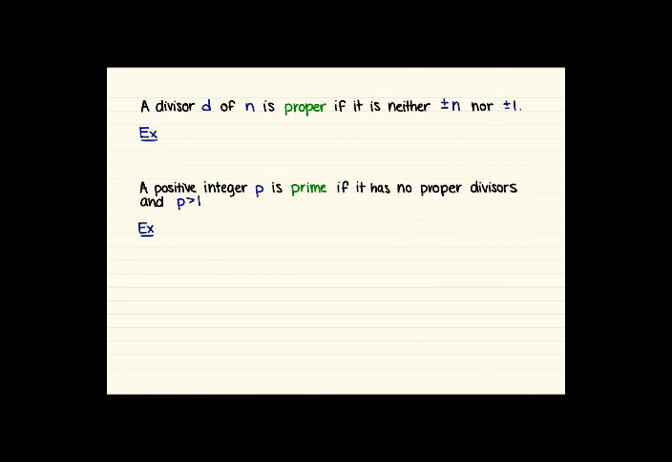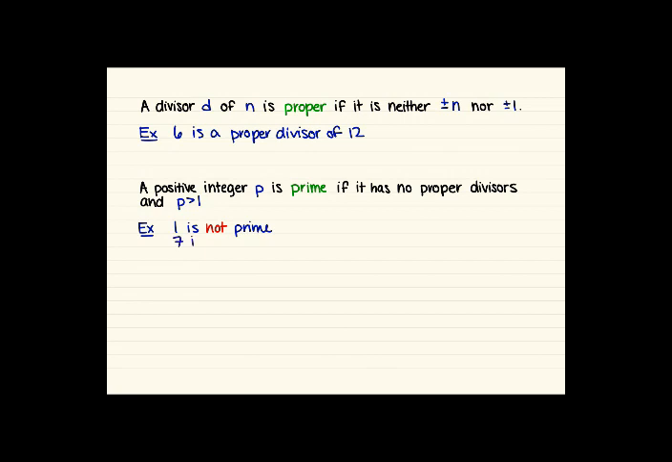So we say that a divisor d of n is proper if it's neither plus or minus n nor plus or minus 1. So for example, 6 is a proper divisor of 12 since it's neither plus or minus 1 nor plus or minus 12 and it divides 12. A positive integer p is prime if it has no proper divisors and it's bigger than 1. So 1 is not prime, important to remember that.